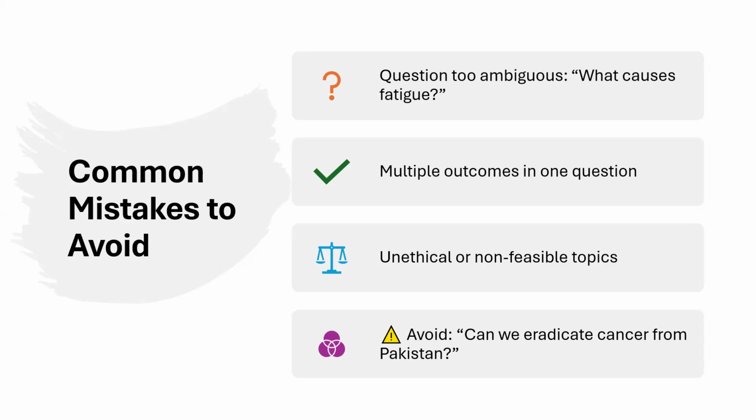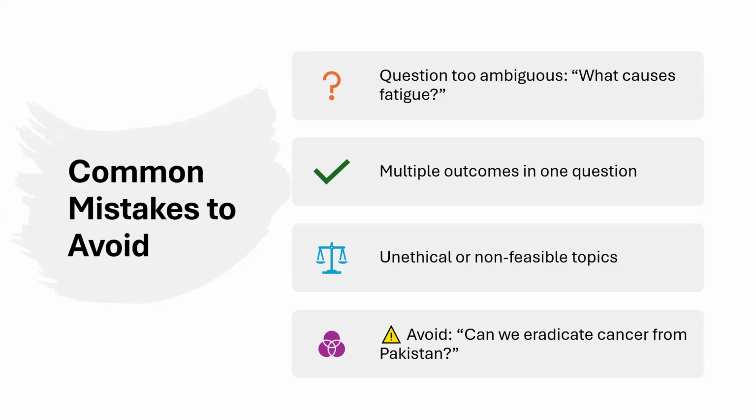For that purpose, if you have multiple outcomes, you have to design different questions. You can use 4 or 5 questions for that particular study where you have multiple outcomes and you want to study the multiple outcomes. So the next thing is the unethical or non-feasible topics.